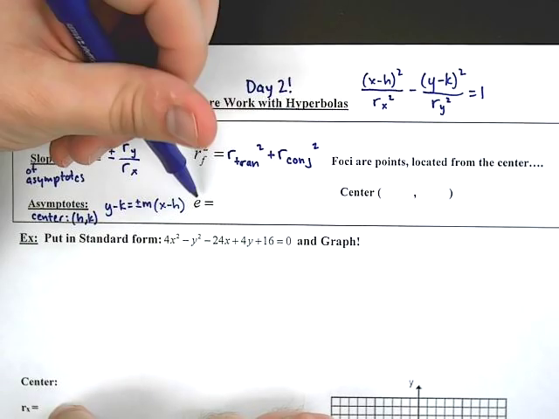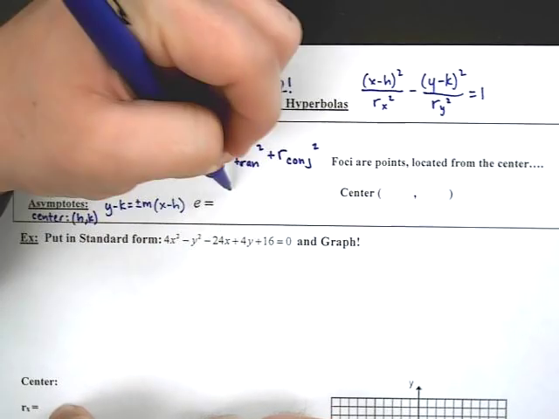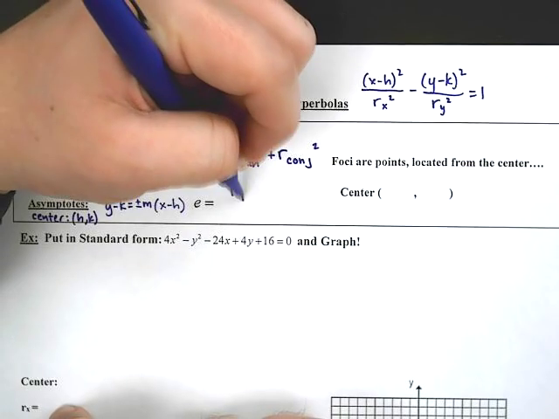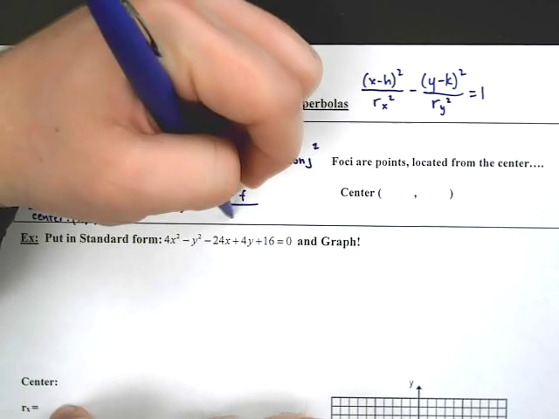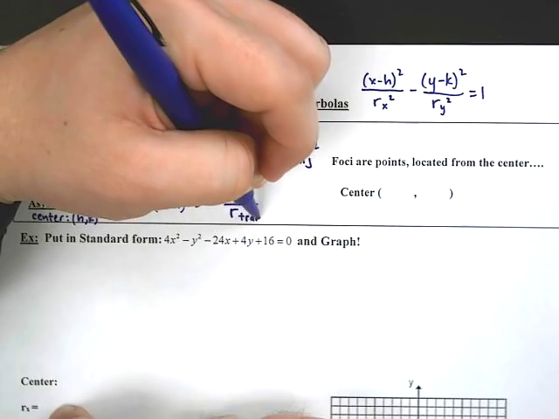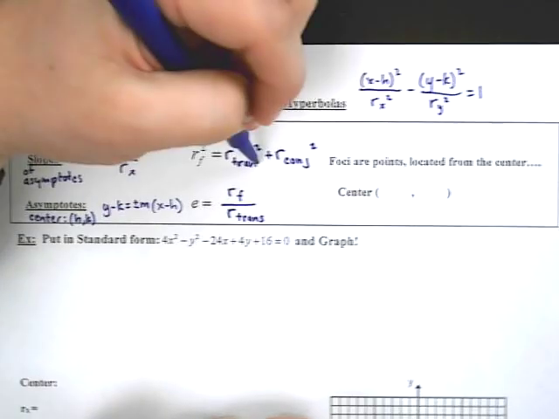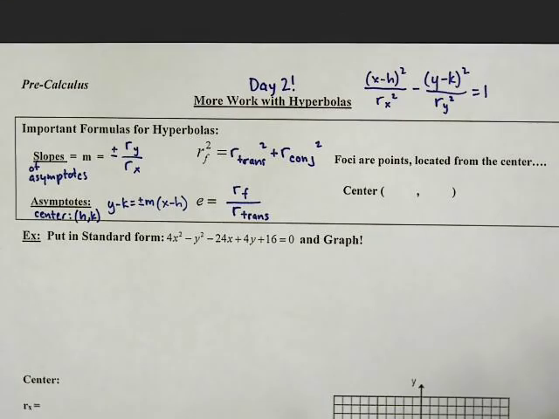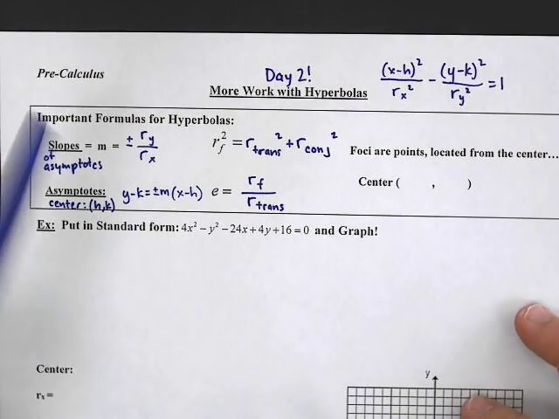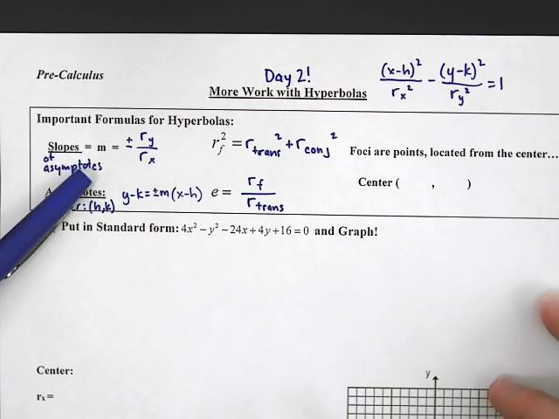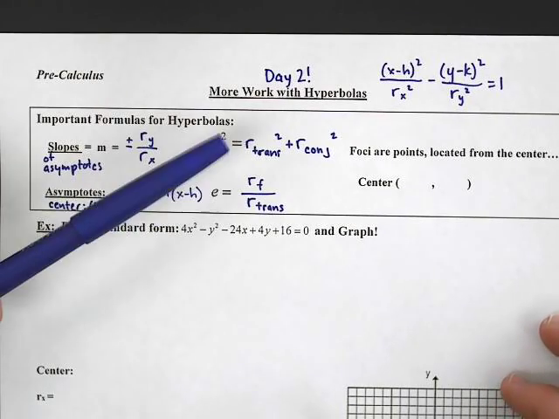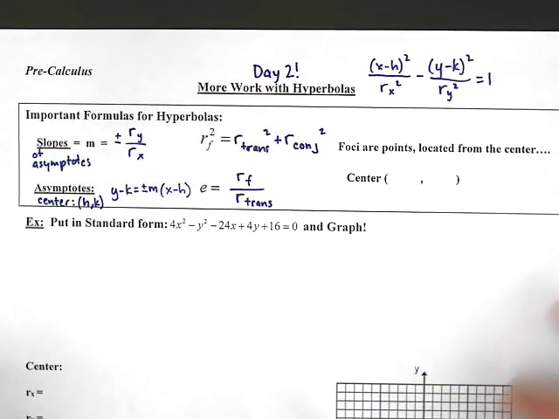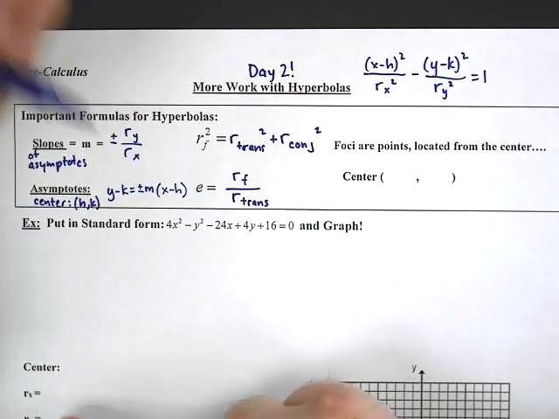Now for the eccentricity, we do need the focal radius. We absolutely need that. And we always divide it by the transverse radius. So that's all pretty important. I would hope that these couple of things are nice and easy. These are a little more difficult, but not too bad. And then really, this next part isn't too bad.